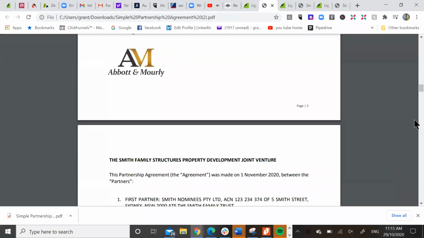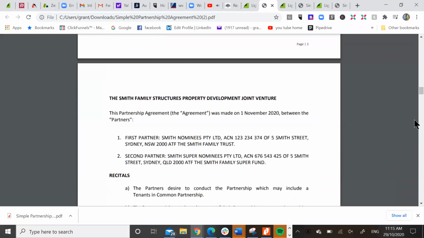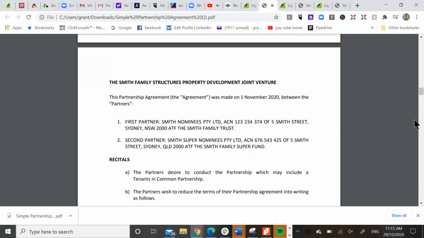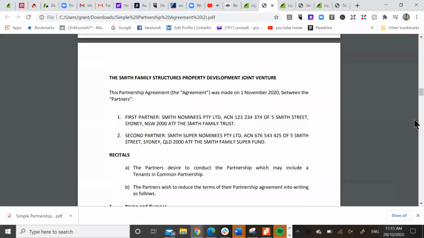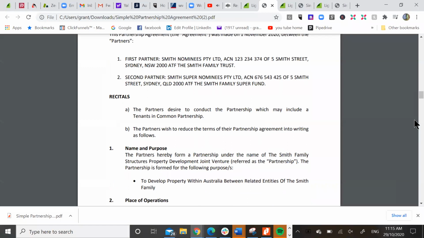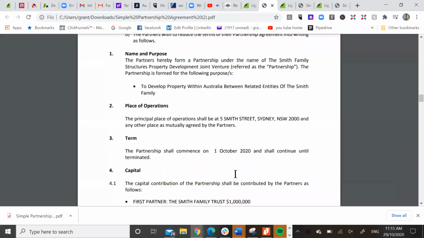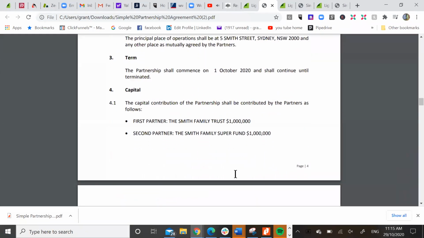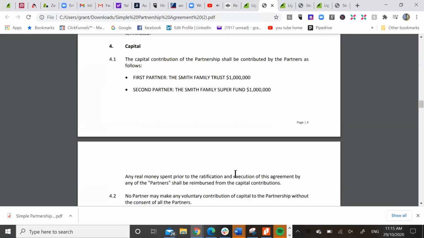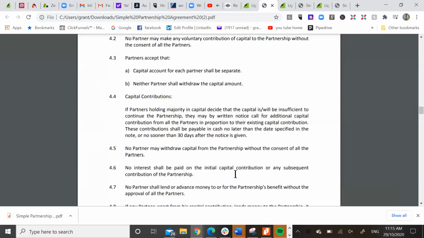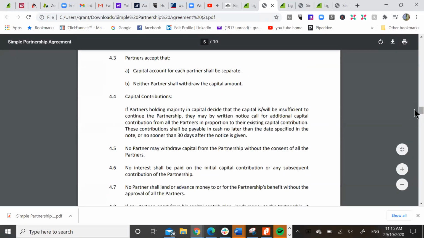So the Smith family structures, property development joint venture between Smith Nominees as trustee for the Smith Family Trust and then the Smith Family Superannuation Fund. Now, as I said before, rather than just doing one, I would have put in there, you know, to market property, to do this, to do this, so on and so forth. I think it was quite brainy actually when I came up with that Airbnb idea. We put in our capital contributions and then we go straight through stock standard.